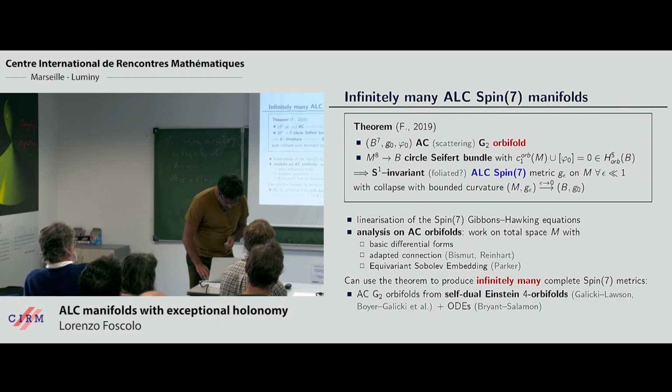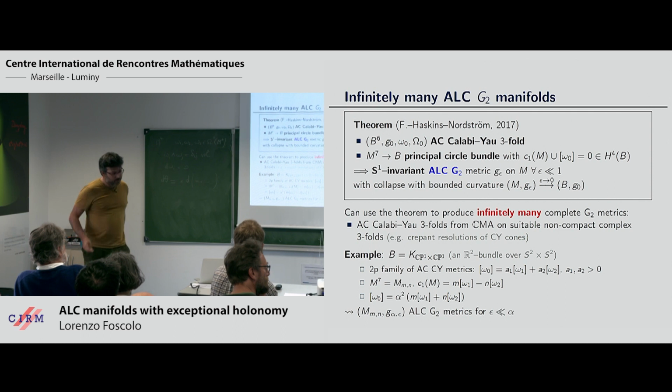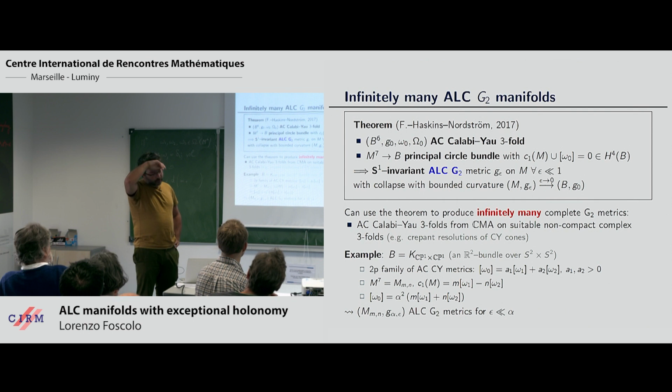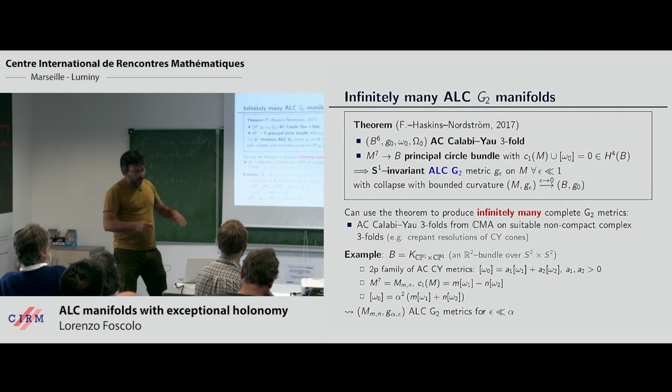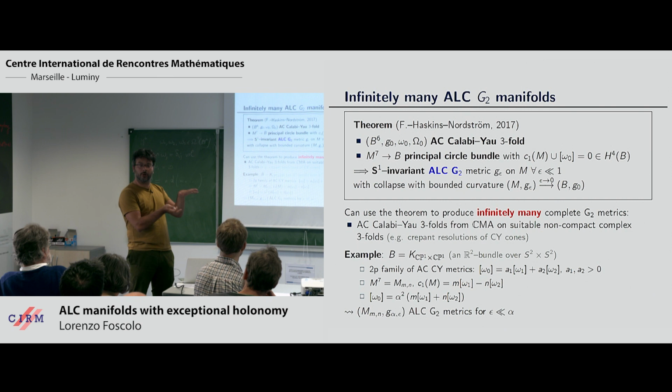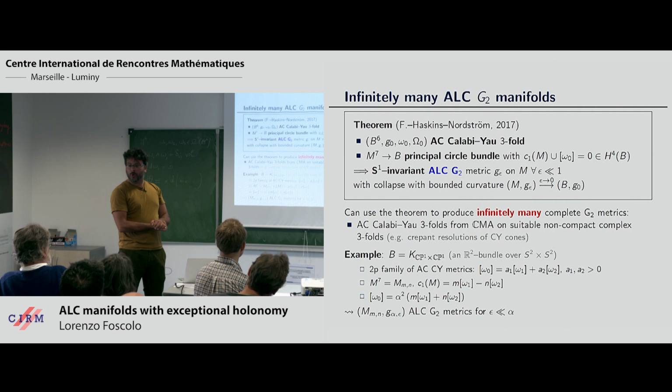There's an analogous theorem in one dimension less. We want to construct ALC G2 metrics. These I proved two years ago with Mark Haskins and Johannes Nordström. Again, you have some ALC G2 metric on a circle bundle over something six-dimensional now, and the relevant geometry in six dimensions is the geometry of asymptotically conical Calabi-Yau metrics. In this case, you don't need to go through orbifolds because there are already loads of asymptotically conical Calabi-Yau threefolds constructed by finding the right complex space and then solving a complex Monge-Ampère equation.